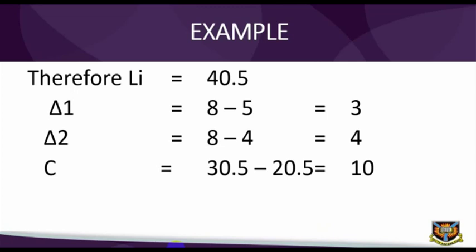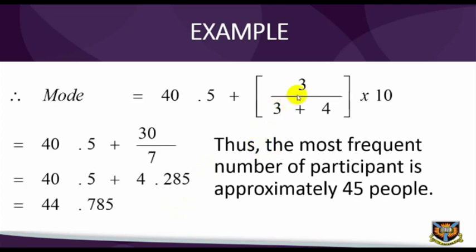Therefore, mode is equal to 40.5 plus (3 over 3 plus 4) times 10, equal to 40.5 plus 30 over 7, equal to 40.5 plus 4.285, equal to 44.785. Thus, the most frequent number of participants is approximately 45 people.